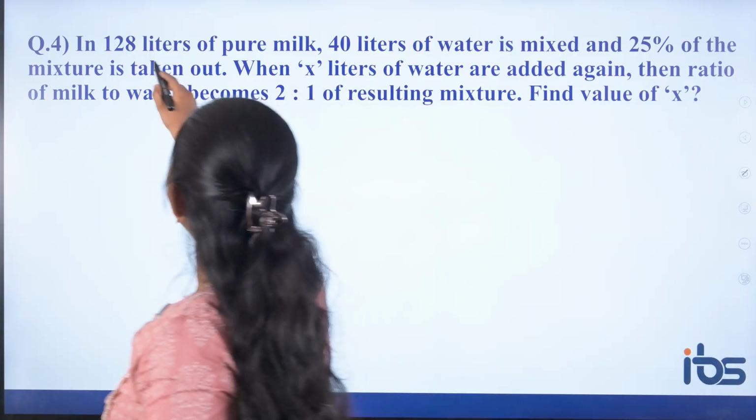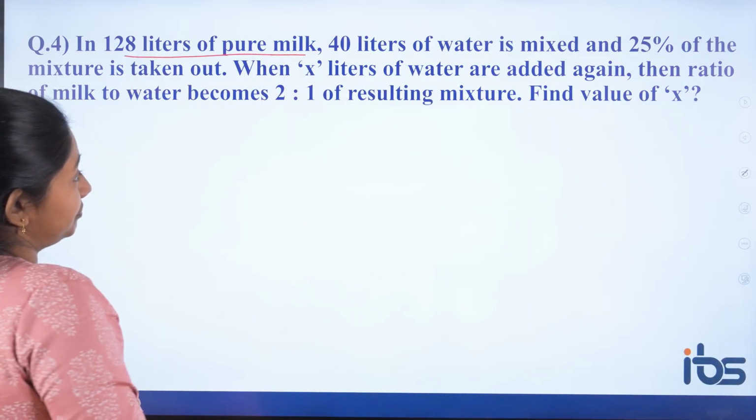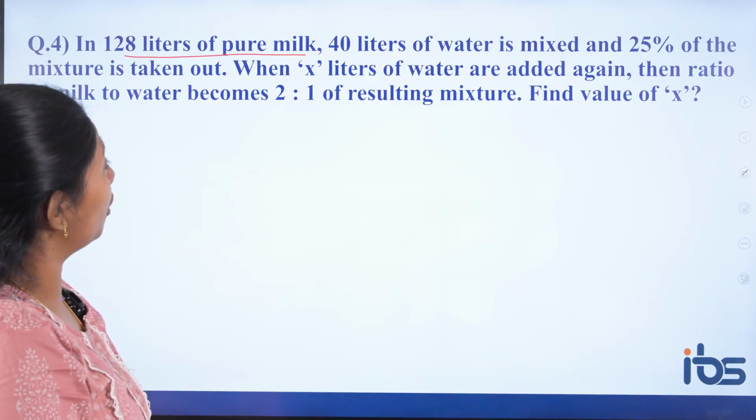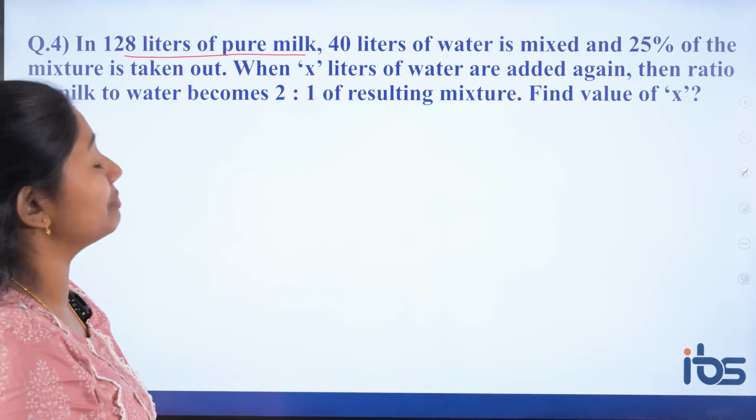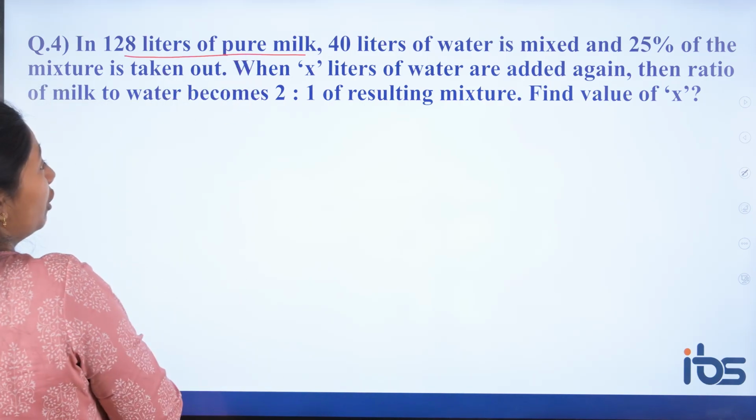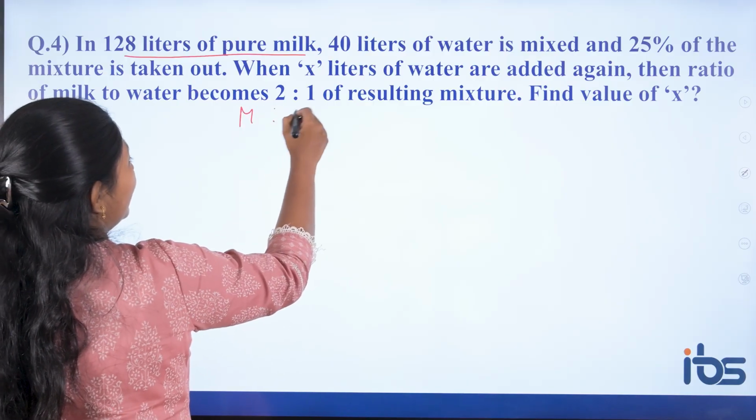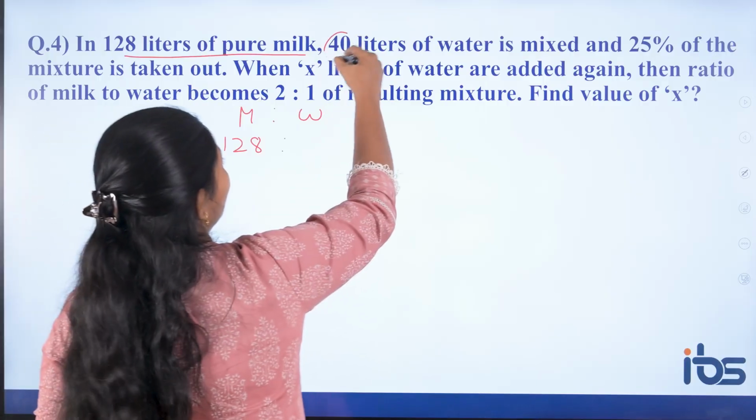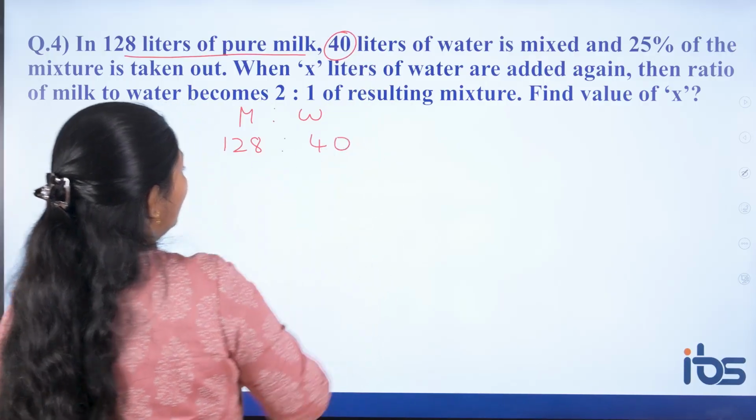So next one. In 128 liters of pure milk, 40 liters of water is mixed. So initially 128 liters of pure milk. So milk was 128 liters. In that, how much water has been added? 40 liters of water has been added.